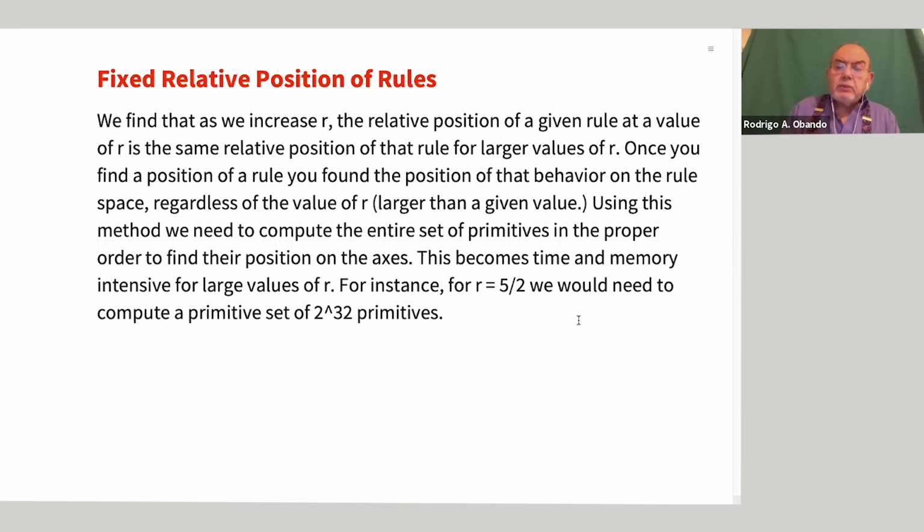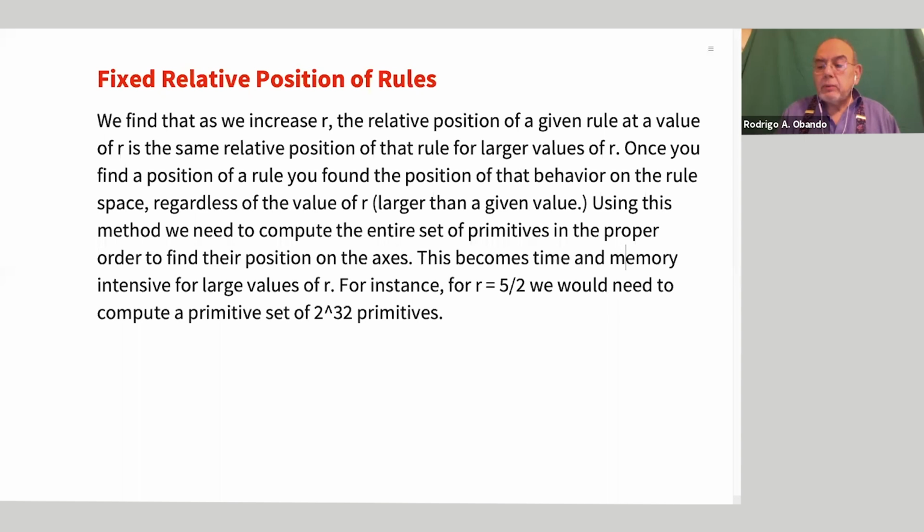Using this method, we need to compute the entire set of primitives in the proper order, so that we can position those on the axis and generate the rules. So this becomes really time and memory intensive for large values of r. For instance, for r equal to 5 halves, we would need to compute a primitive set of 2 to the 32 primitives. And that now becomes not a nice thing to do.